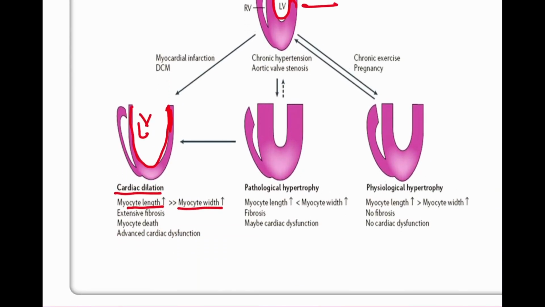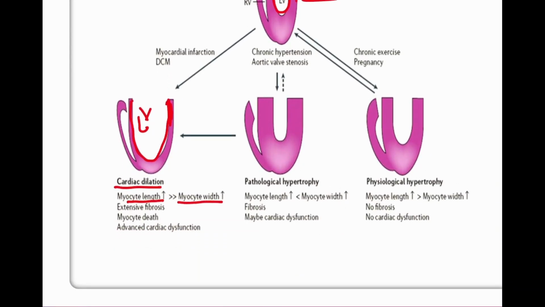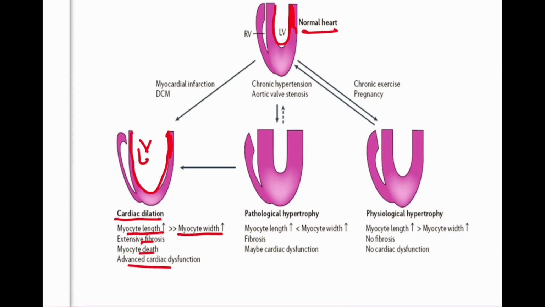Okay. Reasons for this: extensive fibrosis, myocyte death, and some advanced cardiac dysfunction. Pathologic hypertrophy is due to chronic hypertension or aortic valve stenosis. Aortic stenosis will cause hypertrophy of that left ventricle. Myocyte length is increased, but it's less than the myocyte width.